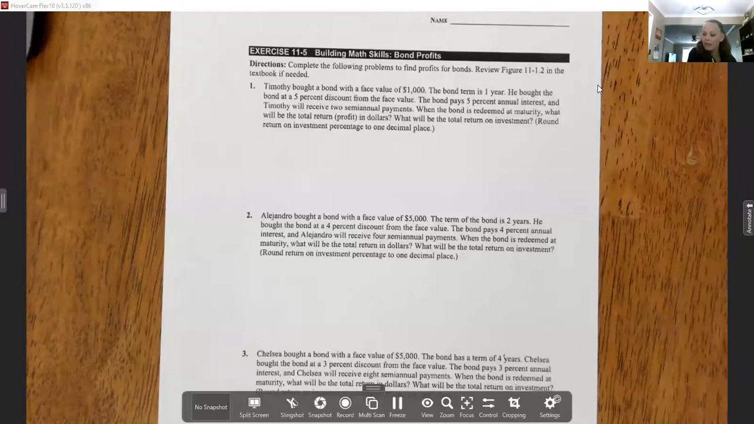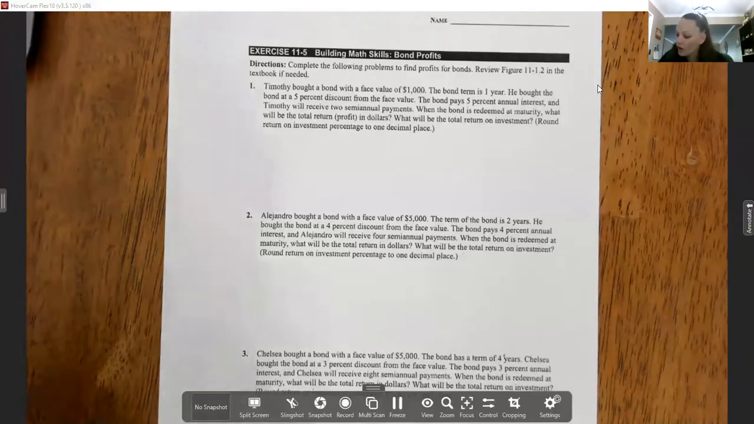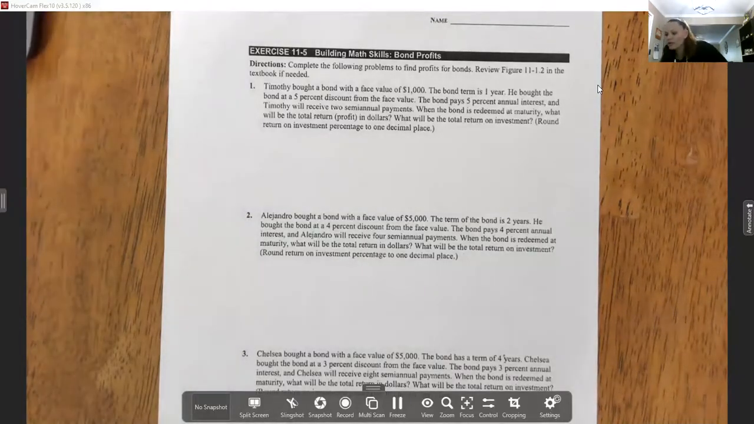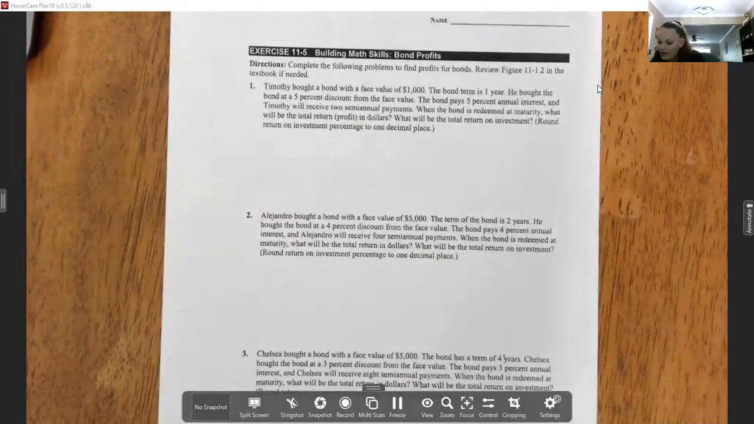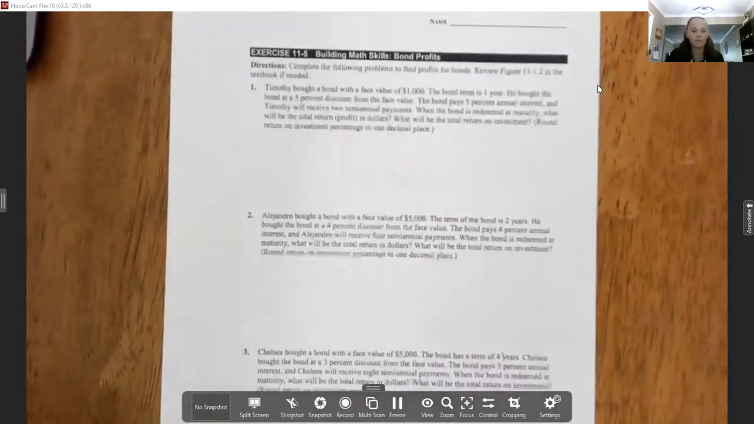So number one says Timothy bought a bond with a face value of $1,000. The bond term is 1 year. He bought the bond at a 5% discount from the face value. The bond pays 5% annual interest, and Timothy will receive 2 semi-annual payments. When the bond is redeemed at maturity, what will be the total return or the profit in dollars, and what will be the return on investment? Round the percentage to one decimal place.